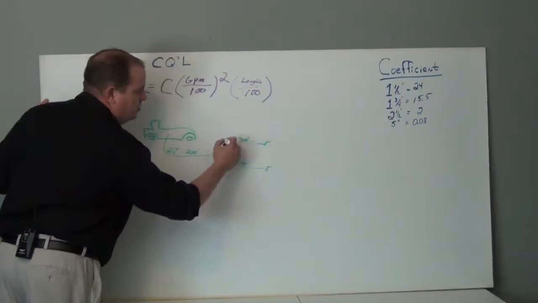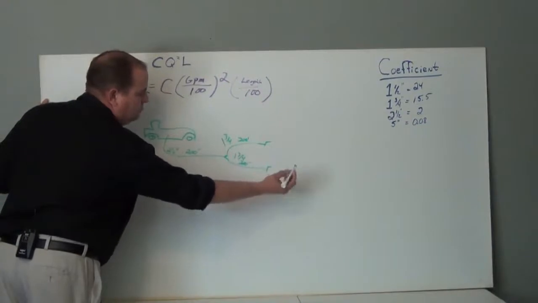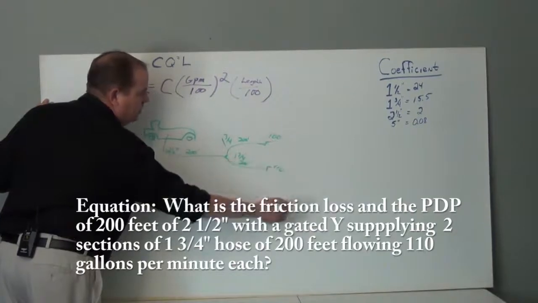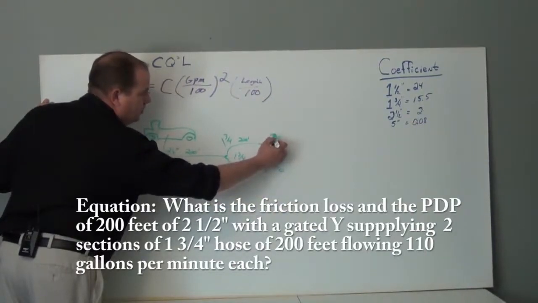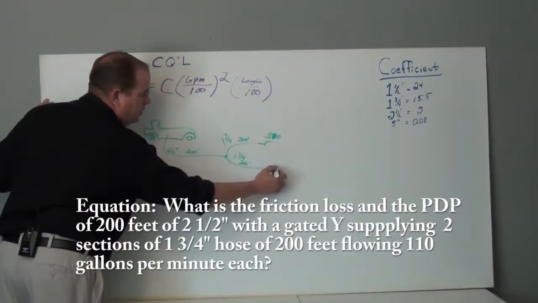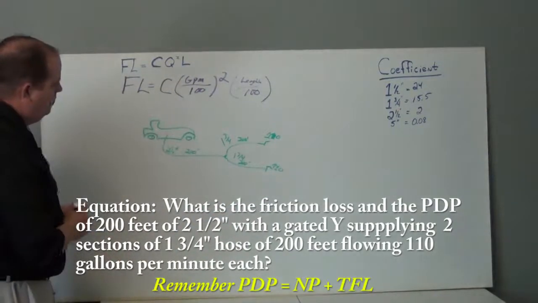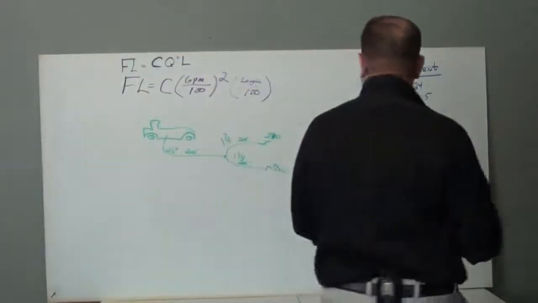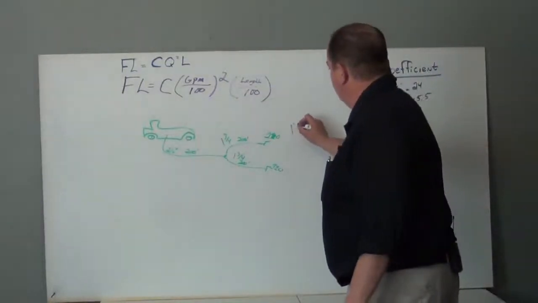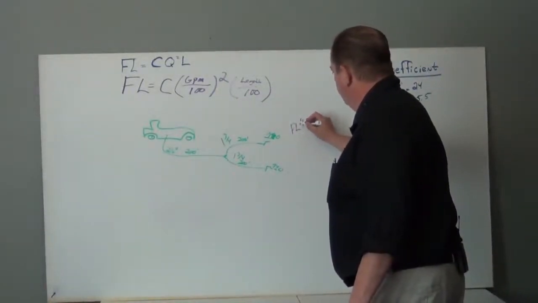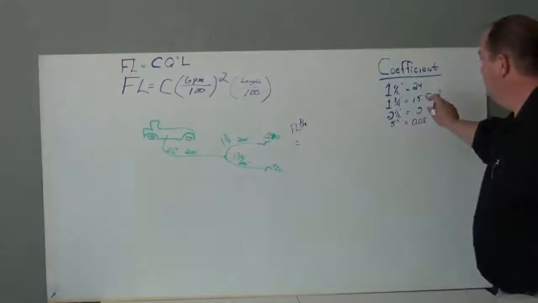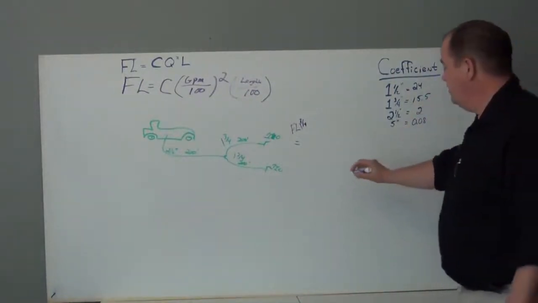And the size of this hose is 1 3/4 inches. And let's say we're flowing 110 gallons per minute off of each one of those. Okay, so if we start from over here on this side, my friction loss for my 1 3/4 is going to look something like, if I'm looking at my coefficient here, it's 15.5.